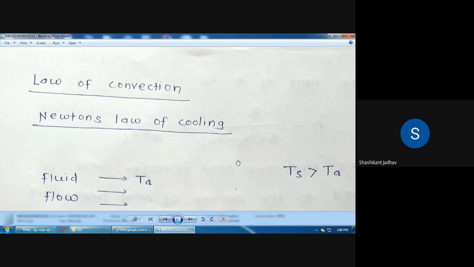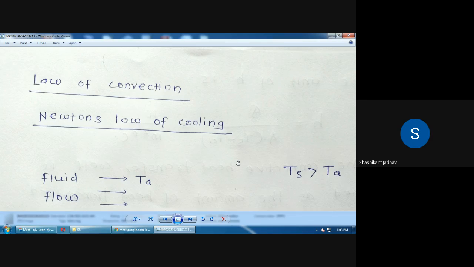Newton's law of cooling. There is a separate unit for convection. But for solving some of the problems in conduction, there is a need to understand the concept of convection. So for that, we are considering the law of convection, that is Newton's law of cooling. So write down Newton's law of cooling.